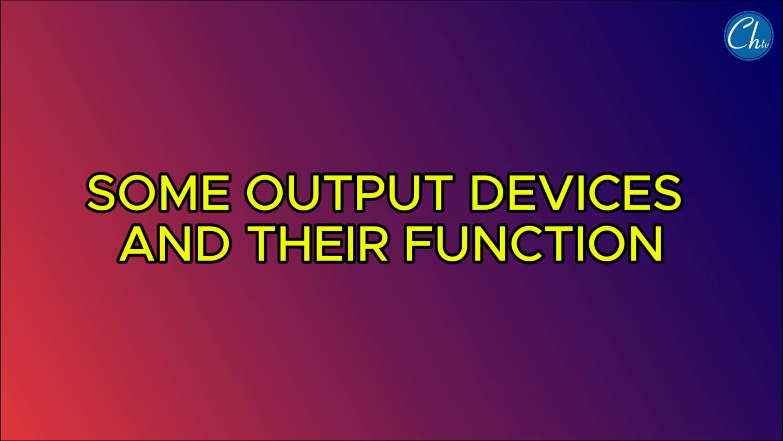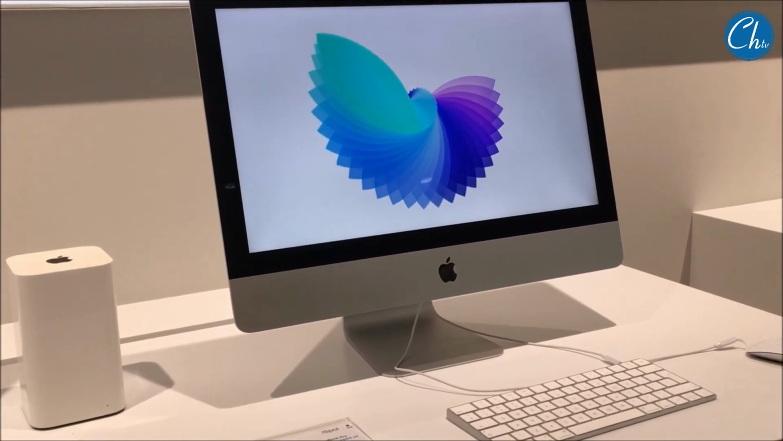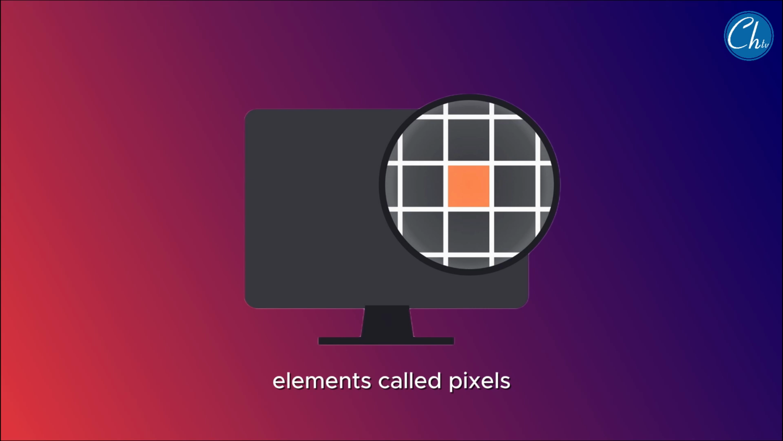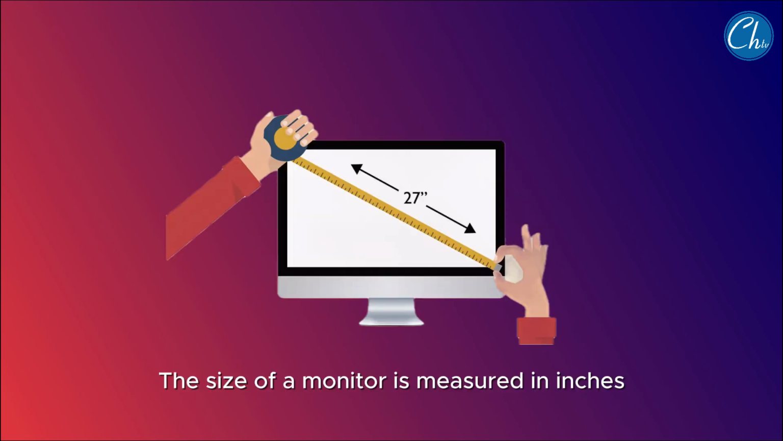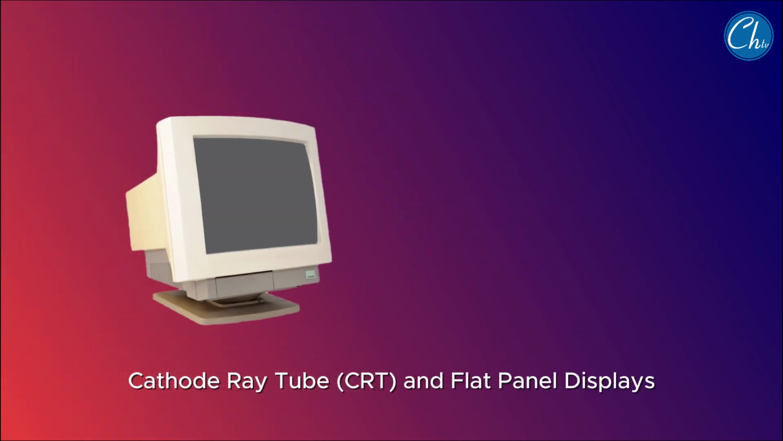Some output devices and their function. Monitors display information on a screen for users. The images and text displayed are made up of tiny elements called pixels. The size of a monitor is measured in inches. There are two main types of monitors: cathode ray tube, CRT, and flat panel displays.